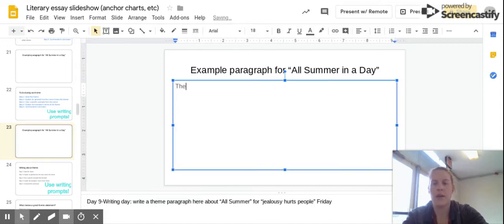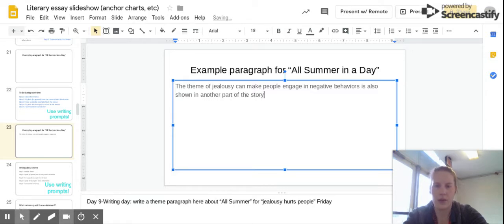So, the theme of jealousy can make people engage in negative behaviors, is also shown in another part of the story.